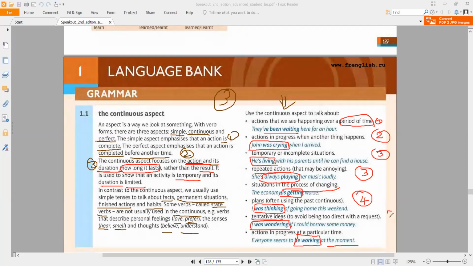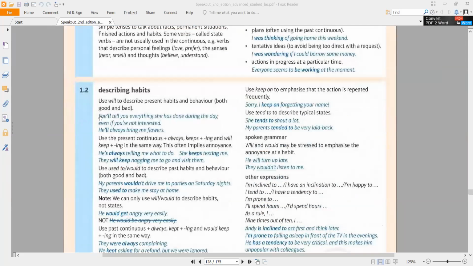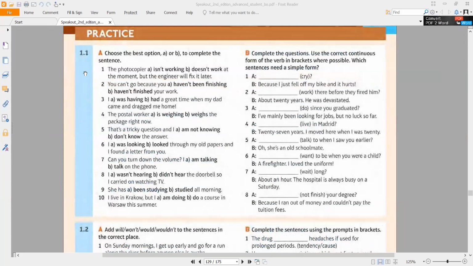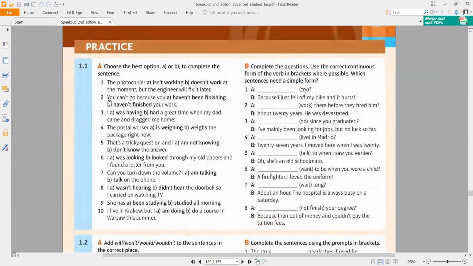Do you have any questions here? No. Others? No. Okay. Let's move on to the next page. Here in 1.1a, you have to choose A or B, between the two choices, to complete the sentences. You have 10 sentences. Please look at them and choose the correct answer. Take your time.